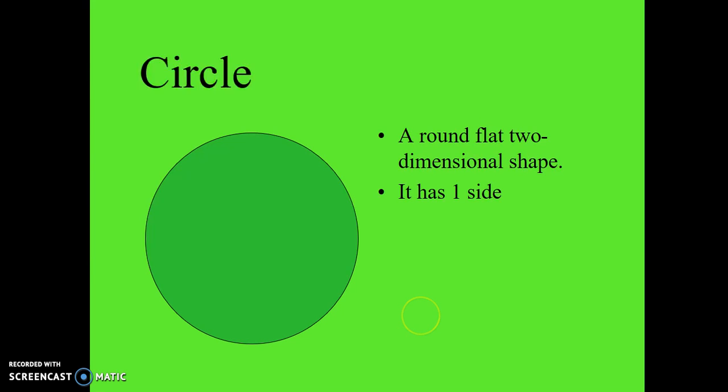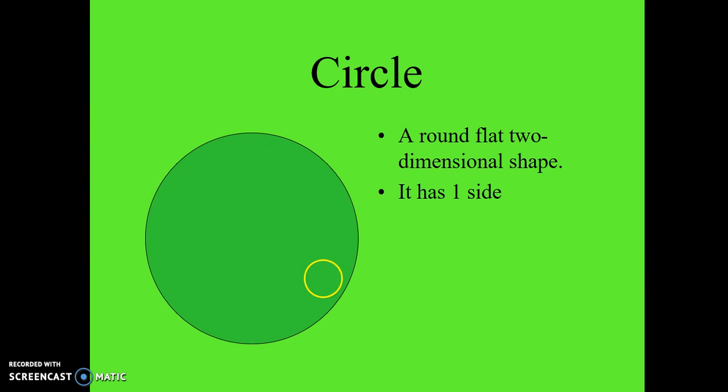We all know this. It's a circle. One side. Many students confuse the fact that because it's round, it's not considered a side, but it is. It's just rounded, and there's only one in a circle.